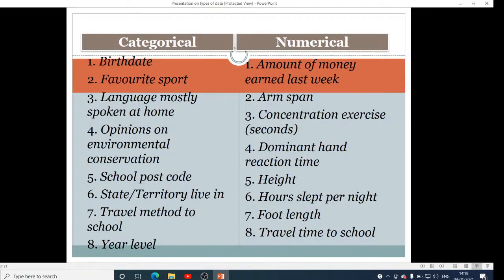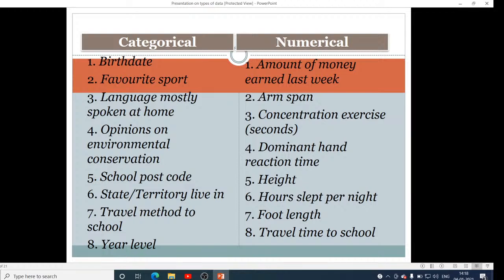See, here are some numerical examples and some categorical examples. What are the numerical examples? Numeric means we can count and measure it. Amount of money earned last week, we can count. Height we can count. Hours slept per night we can count. Foot length. Travel time to school, some 1 hour, some half an hour, some 30 minutes, some 40 minutes. We can count these types of numerical data. These numerical data are also called quantitative data.